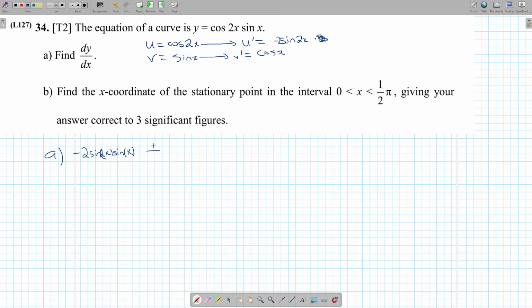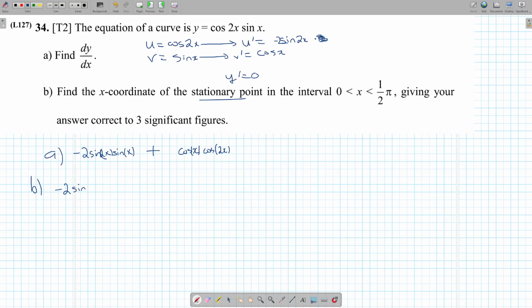Alright, plus v prime u, so cosine x times cosine 2x. Okay, and that's part A. Alright, so over here for part B, we want the stationary point, and we have to equate the derivative to 0, right? So very easy. You just need to know some trigonometry for this one.